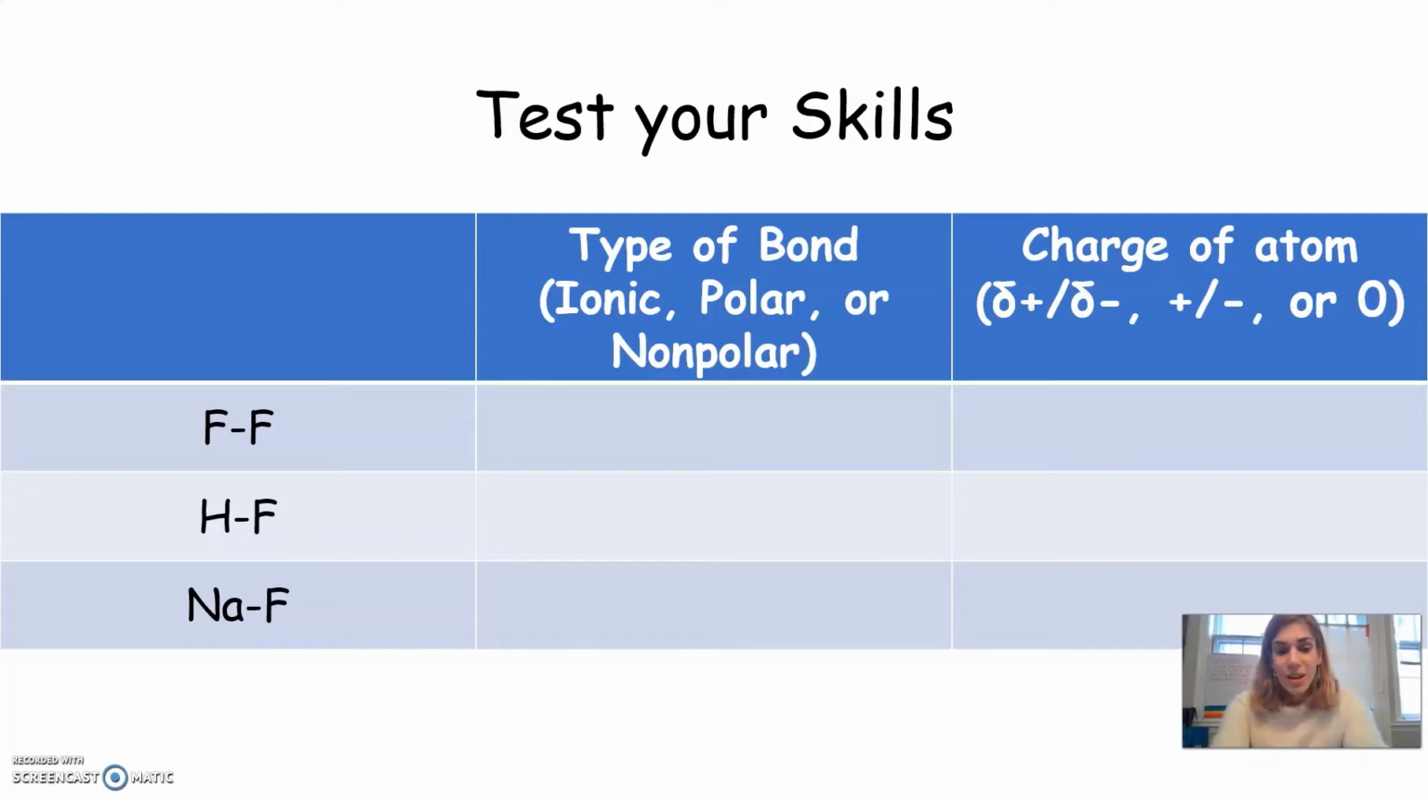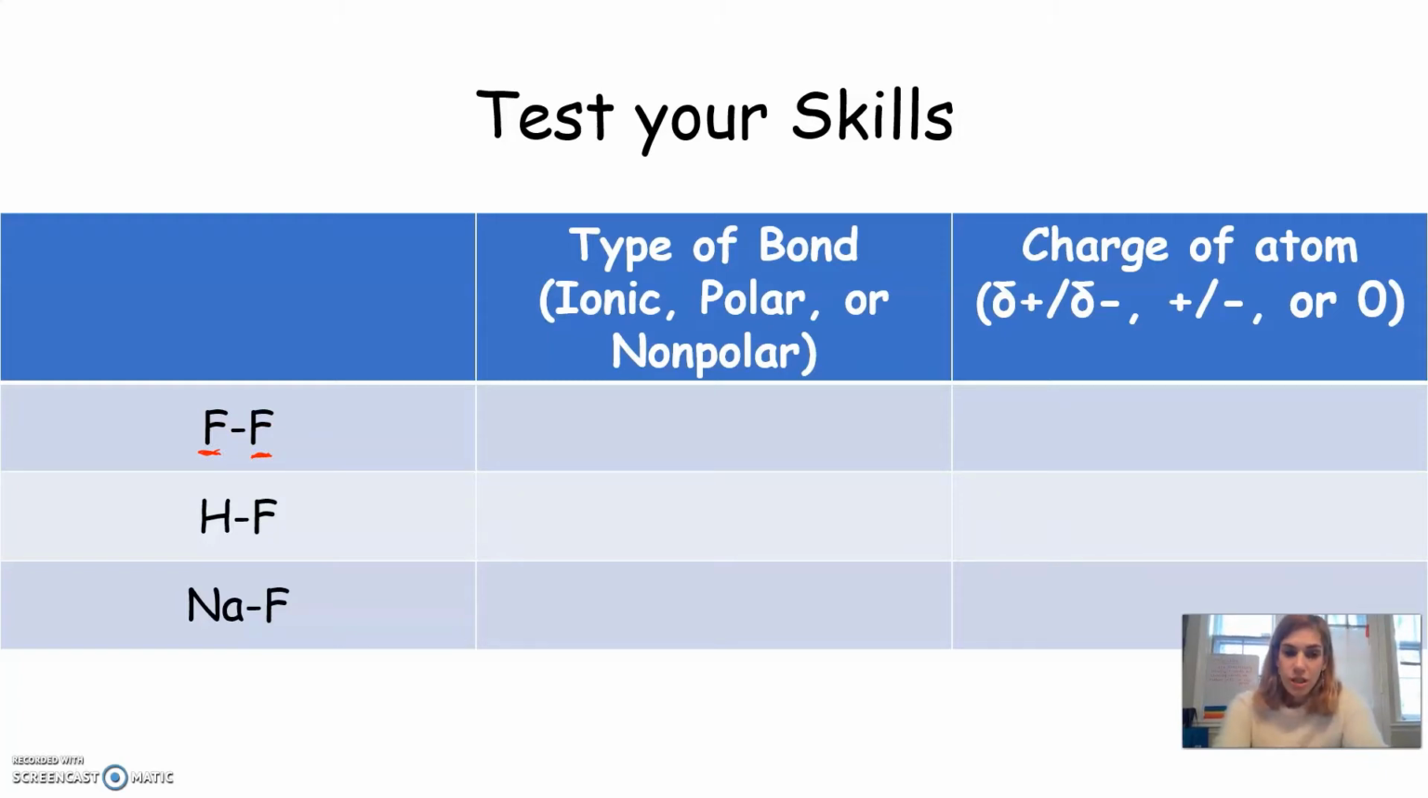Okay, hopefully you guys have completed the table at this point. If we were to look at fluorine and fluorine, and we wanted to know what type of bond it is, ionic, polar, or nonpolar. First of all, is it metal and nonmetal or two nonmetals? Fluorine is a nonmetal, and there are two of them. So nonmetal, nonmetal. It has to be either polar or nonpolar.